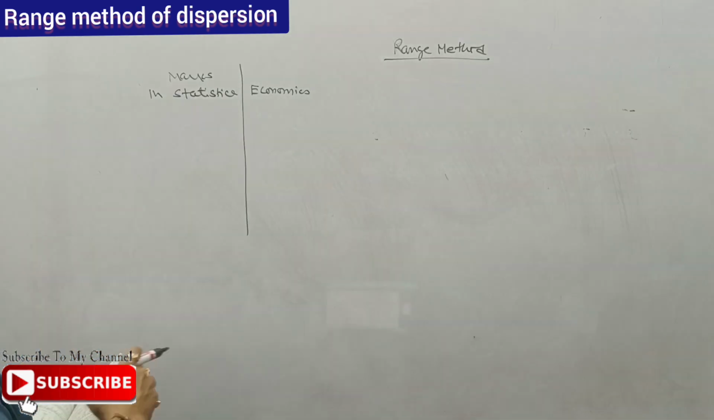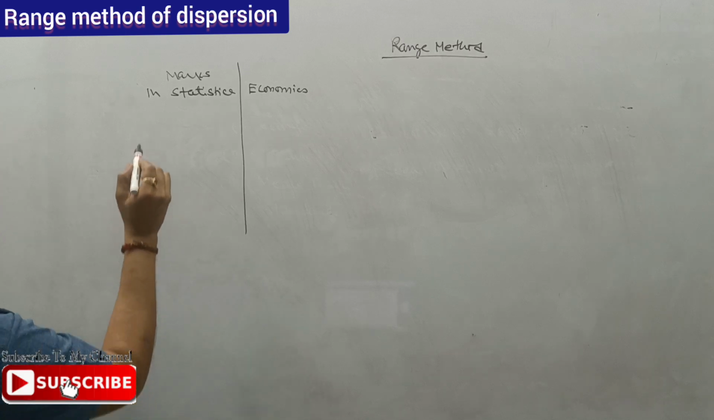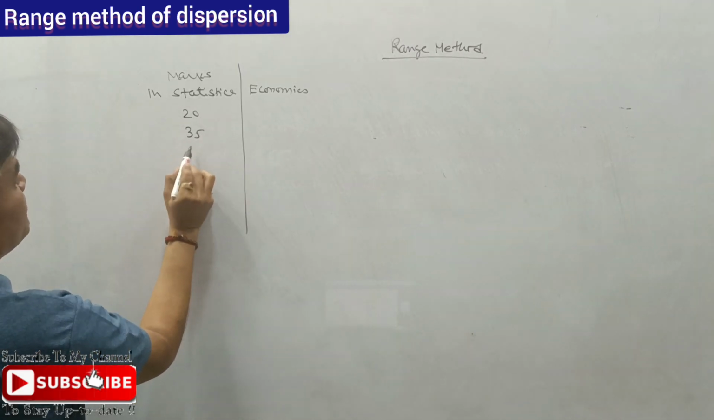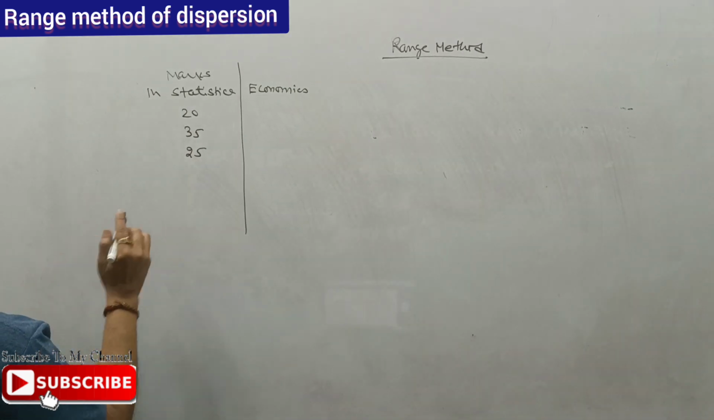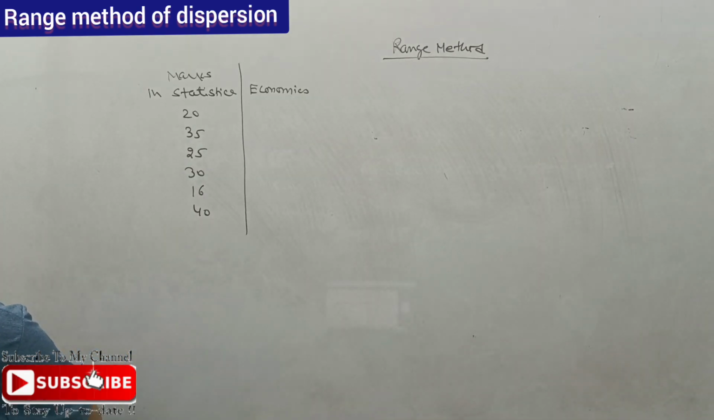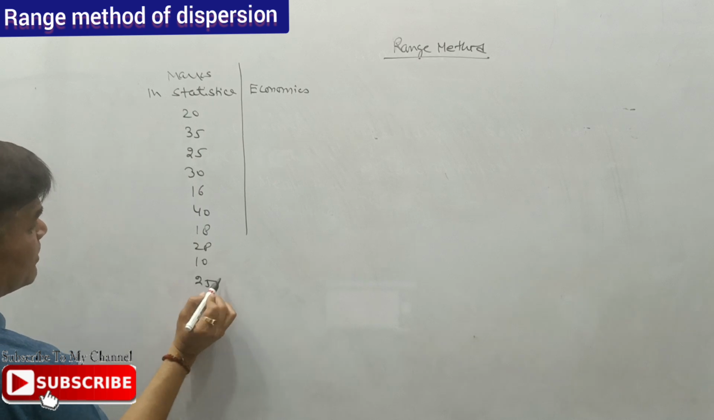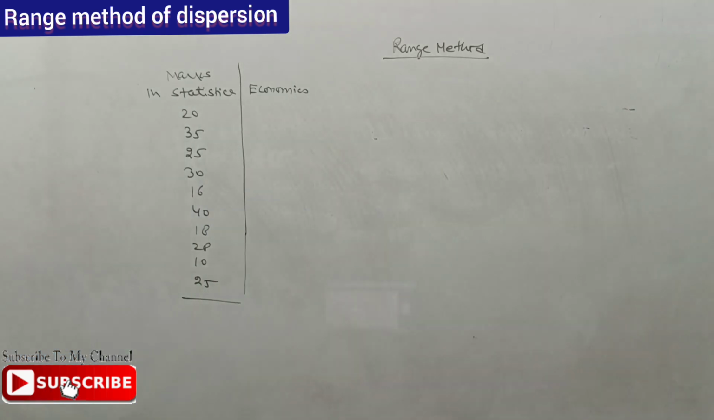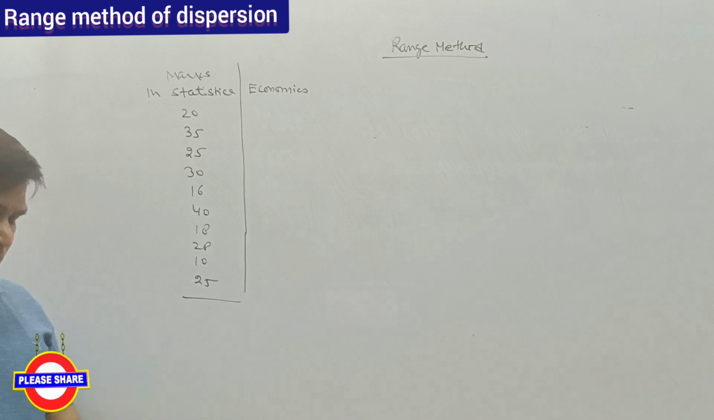The marks given in statistics for the 10 students are 20, 35, 25, 30, then 16, then 40, then 18, then 28, then 10 and then 25.